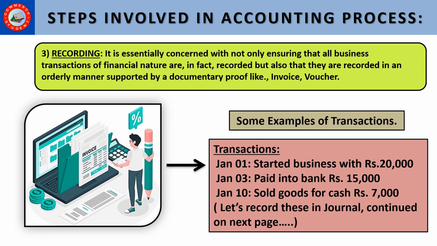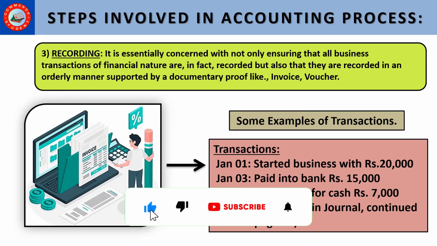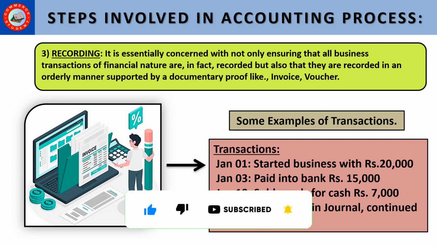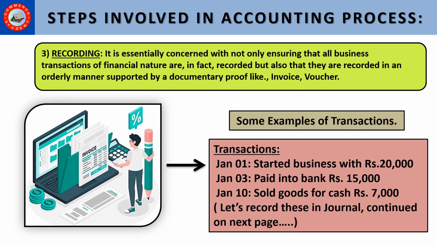The third step is recording. This is the backbone of accounting and a core function. It ensures that all financial transactions are not only recorded but also maintained in an order and supported with some documentary proof like vouchers, etc. So we have got some transactions here occurring on different dates, and let's record these in the next slide.